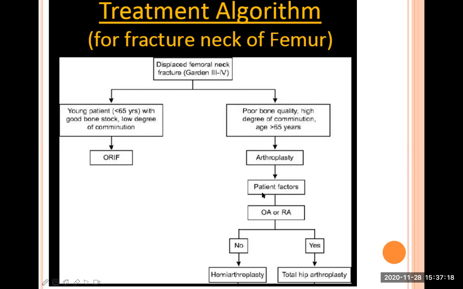See that? Look for patient factors. Look whether that hip joint is normal or abnormal, osteoarthritis or rheumatoid arthritis. And if no osteoarthritis or rheumatoid arthritis, we can go for hemiarthroplasty. If it is already there and the joint is already badly damaged, you go for total hip arthroplasty. That means both the acetabulum and the head of the femur are replaced.